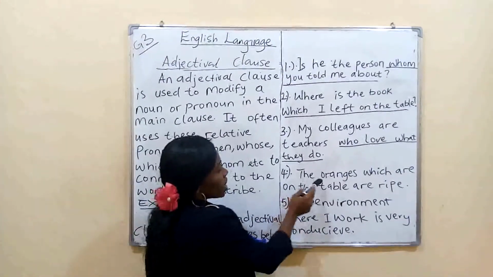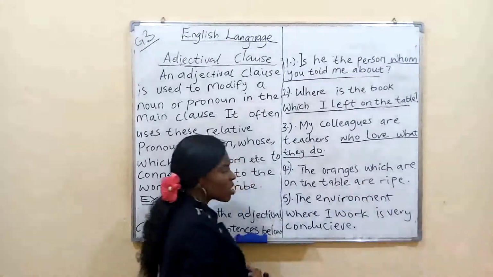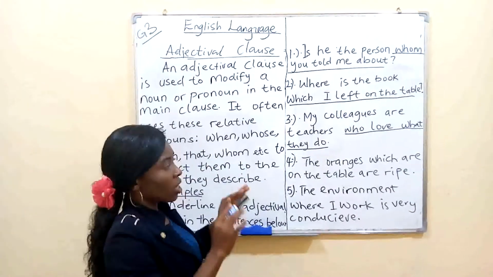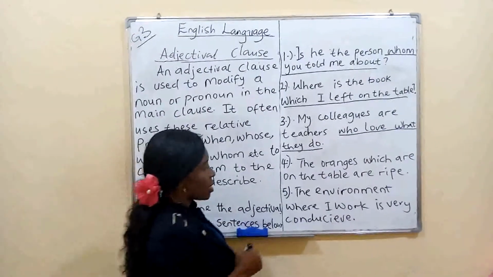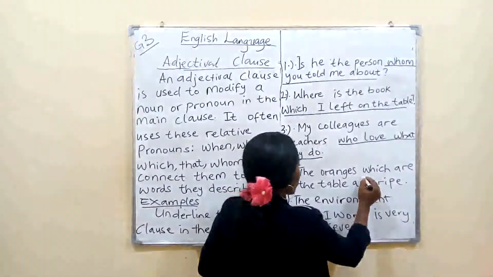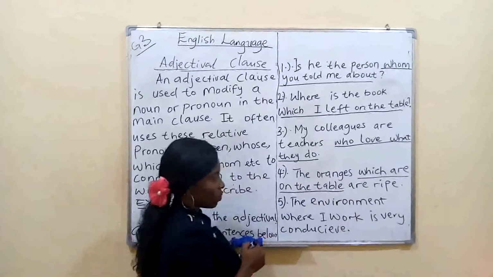Number 4, the oranges which are on the table are ripe. Which orange? The ones which are on the table. What kind of oranges? The ones which are on the table. So don't just go and pick anyone. The ones on the table. So we underline which are on the table.